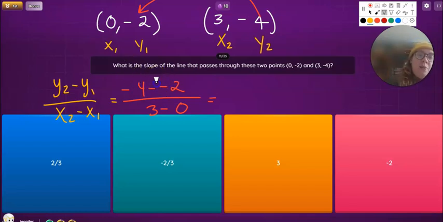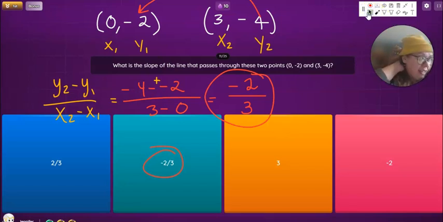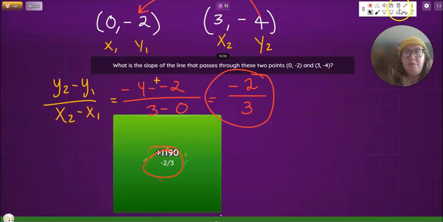When we have this double negative, it becomes a plus. Negative 4 plus 2 is negative 2. 3 minus 0 is 3. So our slope is negative 2/3. So go ahead and click that as we finish up question 11. Beautiful.